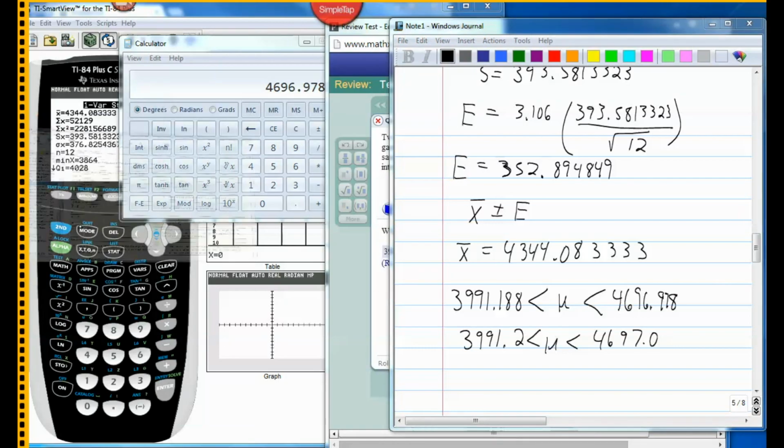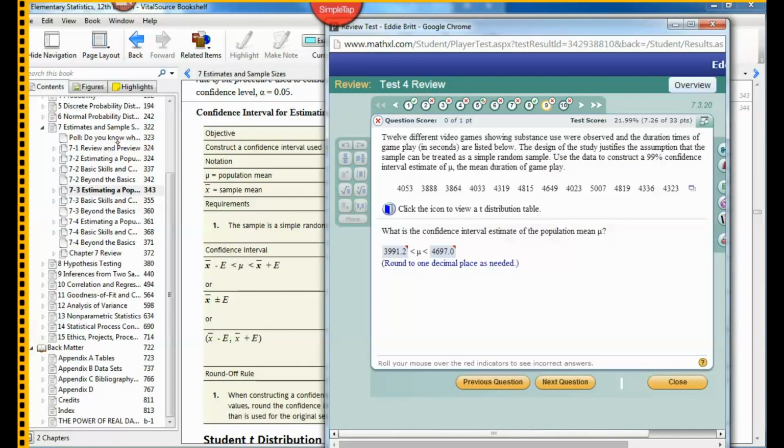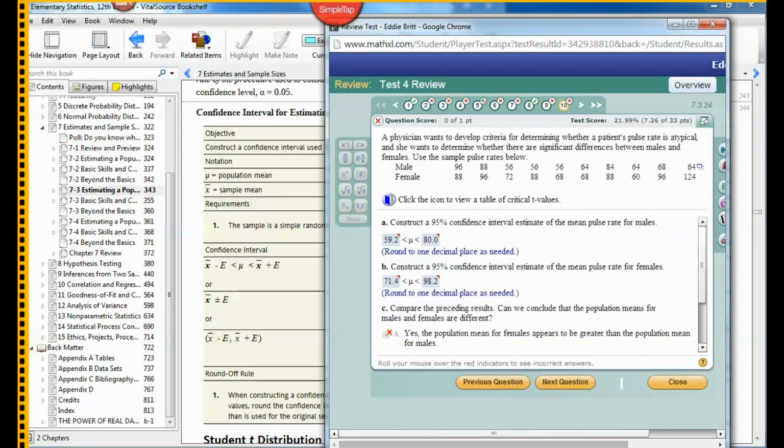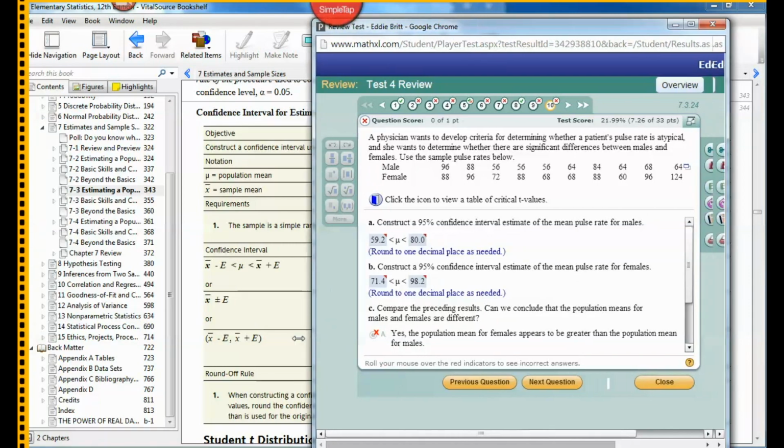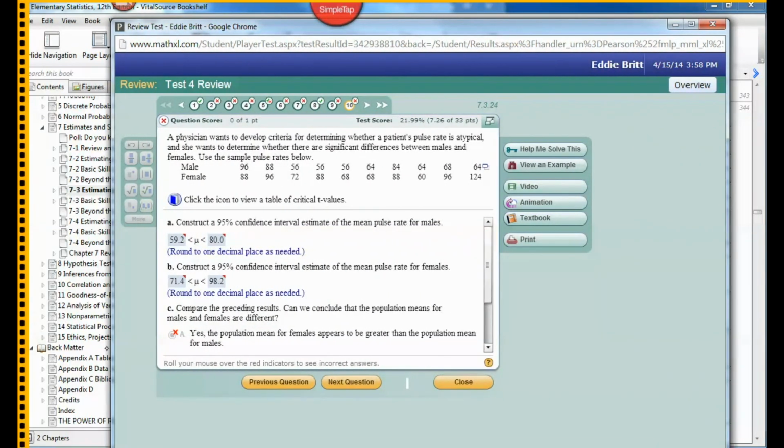Alrighty. Let's move on to the next problem. Problem number 10. Alright, so we have 2 sets of data here that we are going to look at. A physician wants to develop criteria for determining whether a patient's pulse rate is atypical, and she wants to determine whether there are significant differences between males and females. Use the sample pulse rates below.